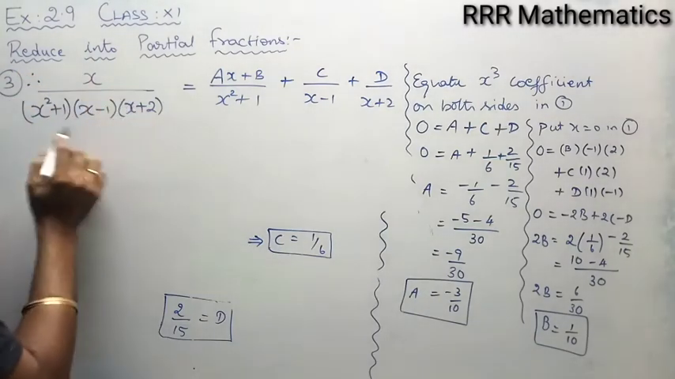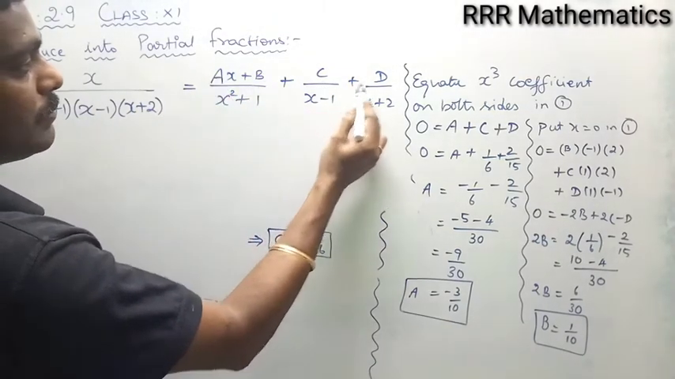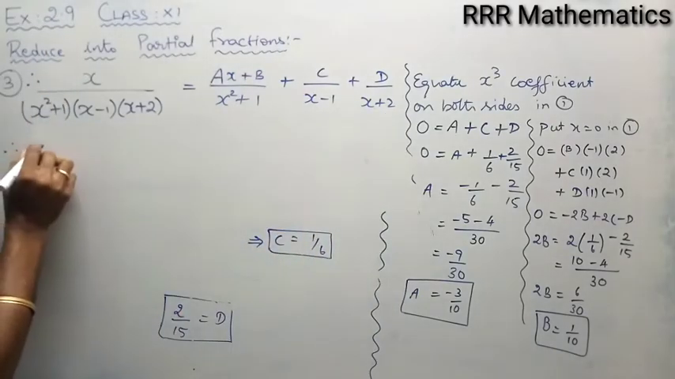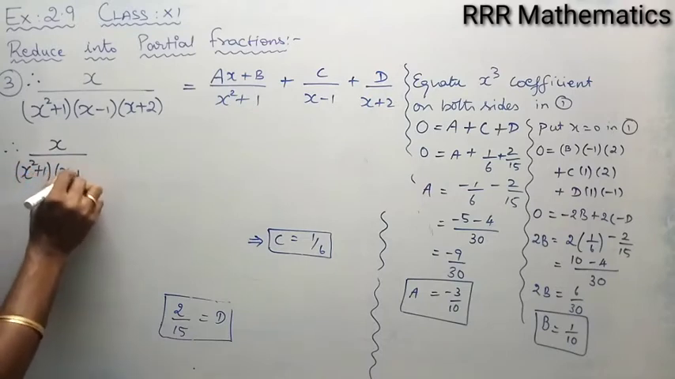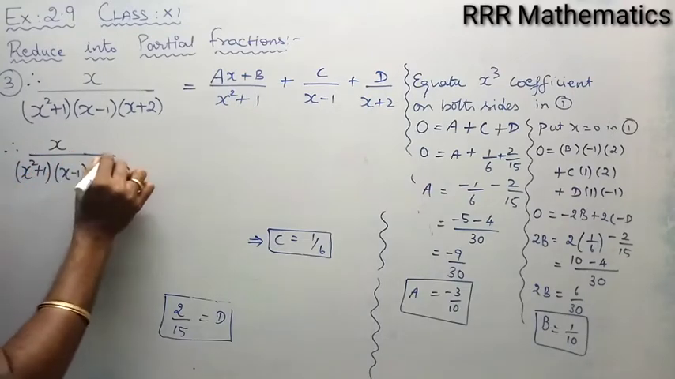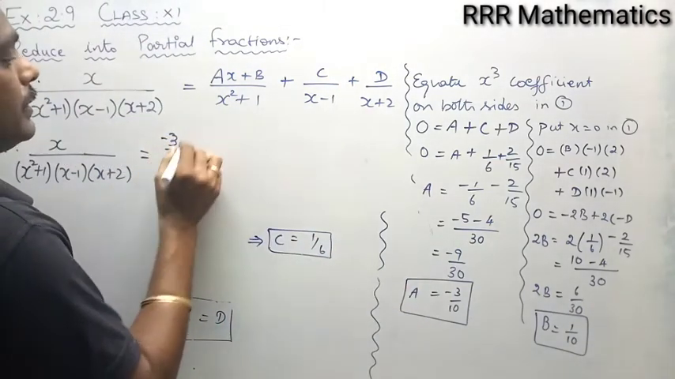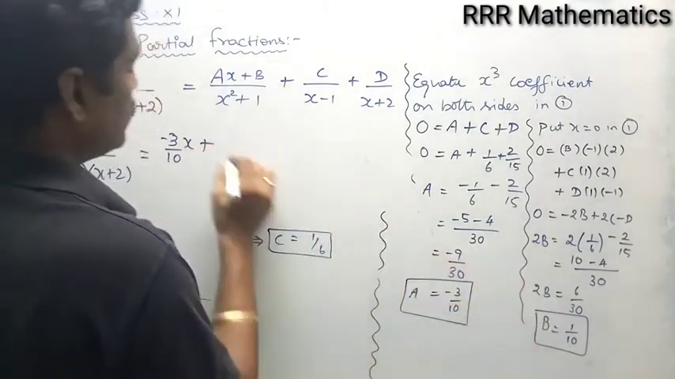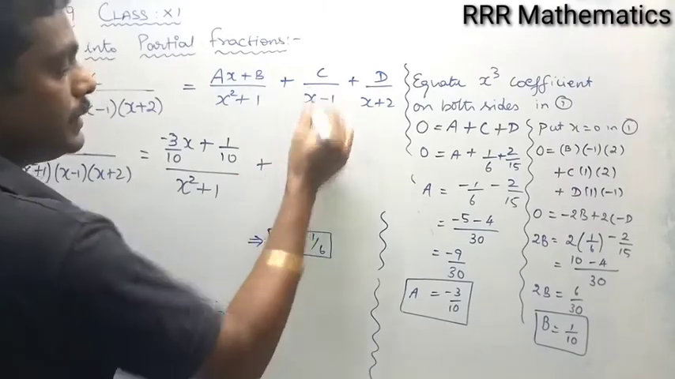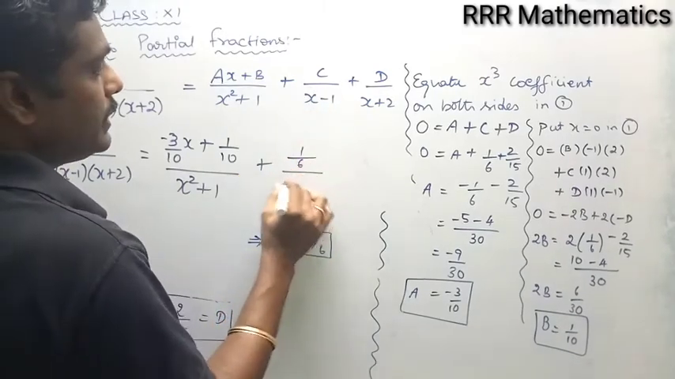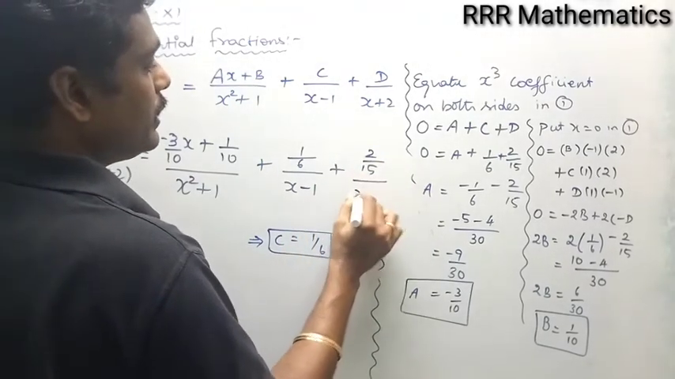Therefore, I can write the given fraction as equal to ax plus b by x square plus 1, plus c by x minus 1, plus d by x plus 2. Now the given fraction x divided by x square plus 1 into x minus 1 into x plus 2 is equal to, what is a? Minus 3 by 10 into x. What is b? 1 by 10, whole divided by x square plus 1. What is c? 1 by 6 by x minus 1. What is d? 2 by 15 divided by x plus 2.